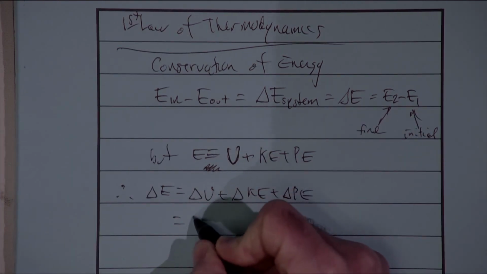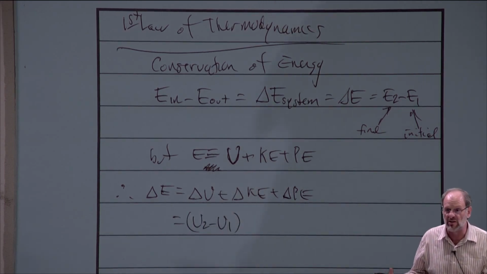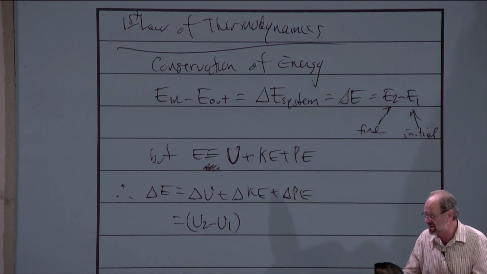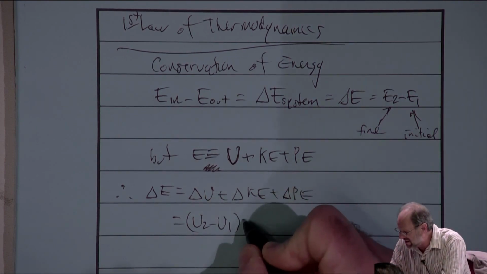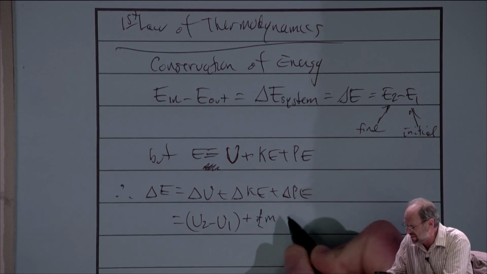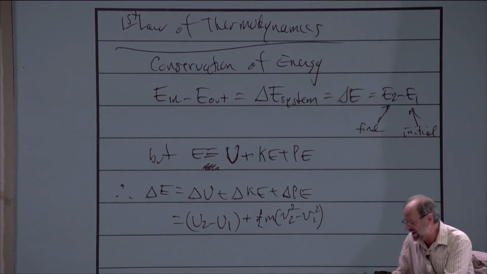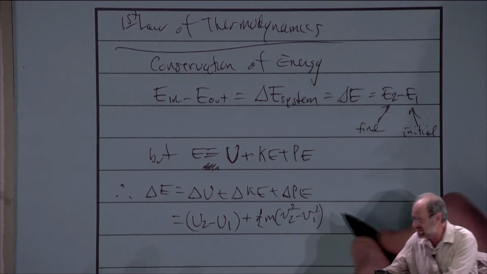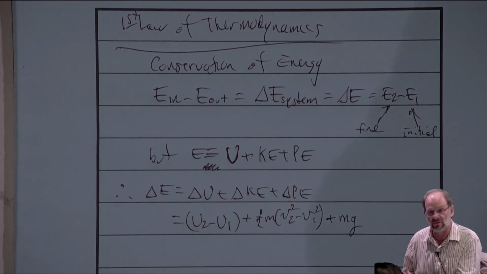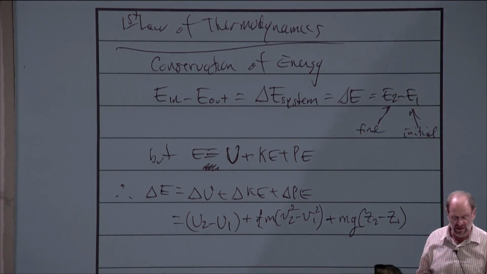Or if you will, we can just write this as U2 minus U1. Remember, U is the internal energy. It's a thermodynamic property, so it will have a distinct value at the beginning and at the end of every process. So U2 minus U1. And then the kinetic energy is just 1/2 mv squared. The half doesn't change, nor does the mass. So this would be written as 1/2 m times V2 squared minus V1 squared. So there's your change in kinetic energy. And then the mass and the gravitational acceleration don't change, so this is just mg times the change in position, z2 minus z1.